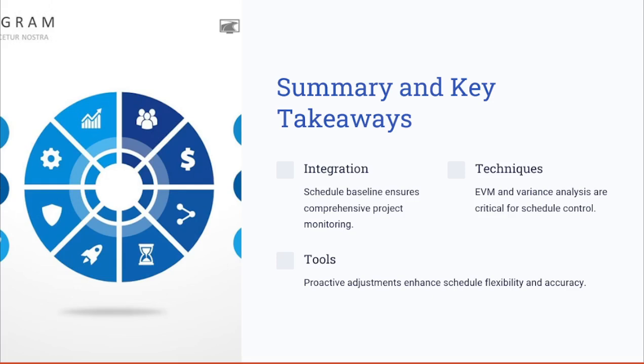To summarize our session on EVM and the integration of the schedule baseline with the monitoring and controlling process group to ensure comprehensive project monitoring: finalizing and controlling the schedule involves integrating the schedule baseline into the overall project framework, using techniques like EVM and variance analysis to monitor the performance, and leveraging tools for real-time updates and dashboards. These proactive adjustments will ensure that the project remains on track and aligned with its objectives.